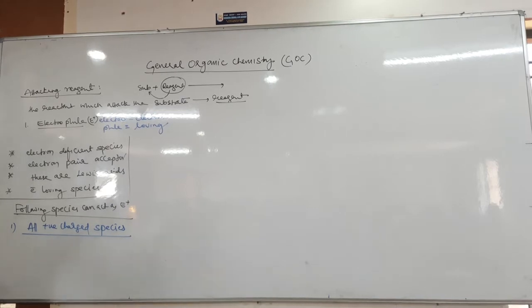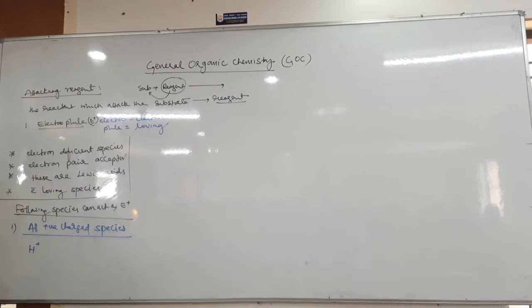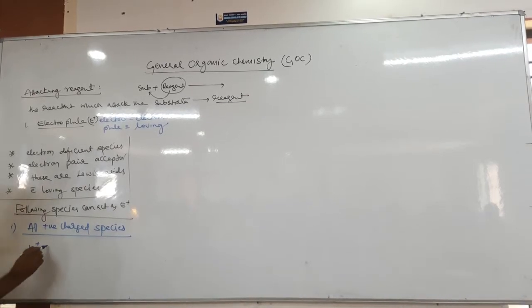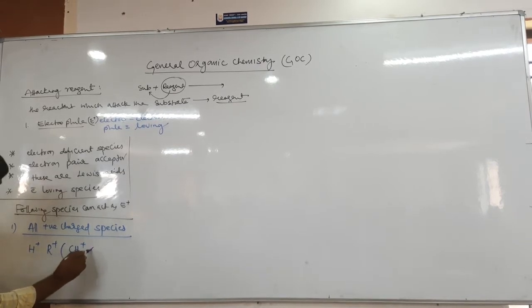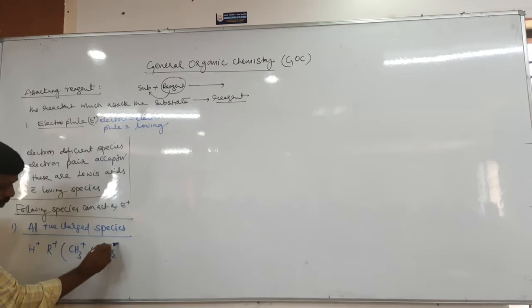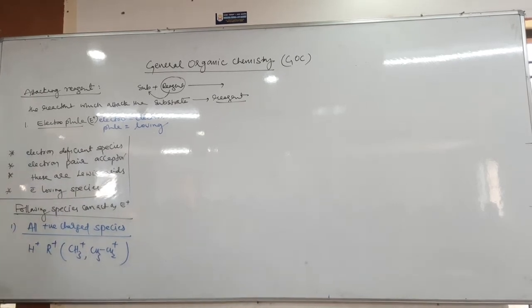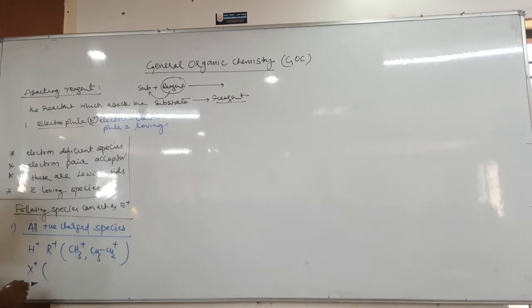Then, for example, many more examples you can write, like H plus. It is an electrophile. We use it very commonly in organic chemistry. Next, R plus. What are R plus? Methyl, ethyl, propyl, butyl, pentyl, many more. Alkyl carbocations can be used. Next, X plus. Which is X plus? Except fluorine: Cl plus, Br plus, I plus.